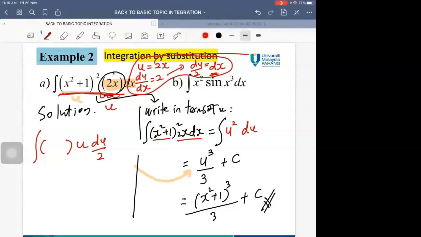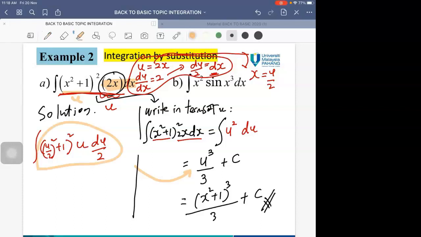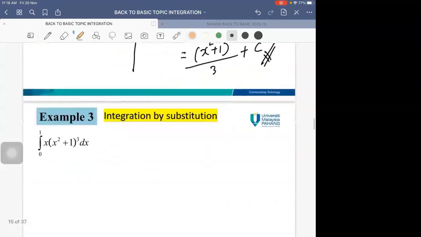You may get x equal to u over 2. If you write u over 2 squared and then plus 1 squared, you can see it becomes more complicated. So that's why you must select or decide the correct function to be your u. The best u is one where, when you differentiate, you can represent the other term. So that is the trick for integration by using substitution.